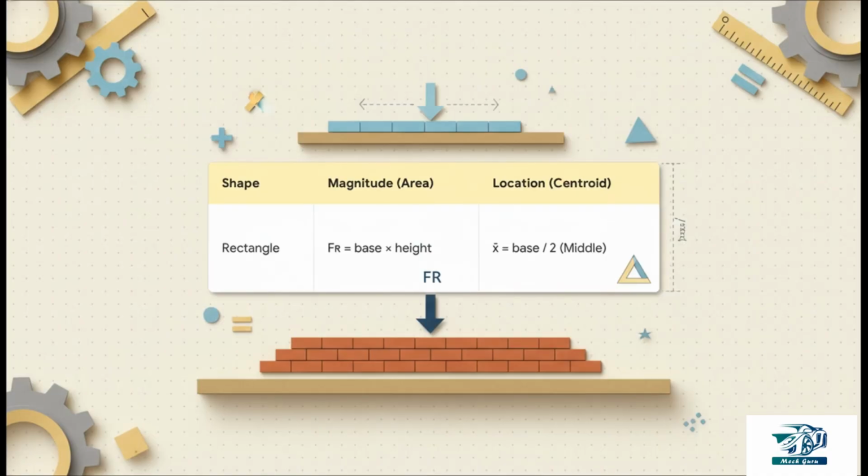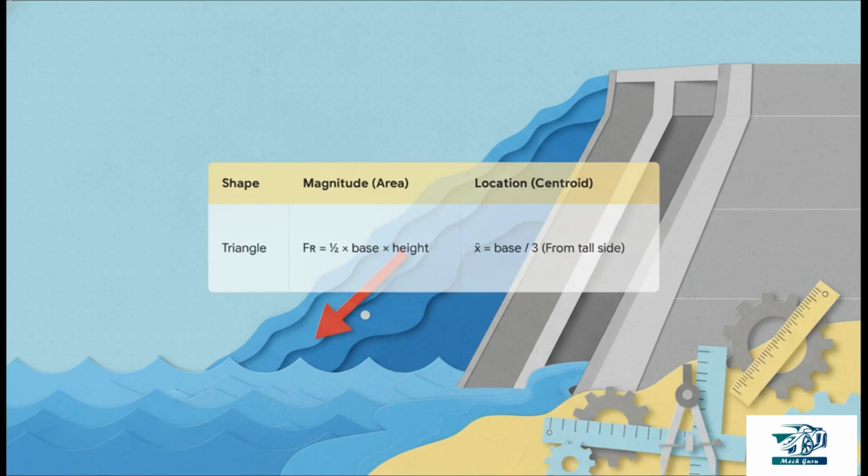So let's look at the easiest possible example, a rectangular load. This is like having a pile of bricks spread perfectly evenly across a board. The magnitude? Easy. It's just the base times the height. And the location, what we call x-bar, it's right smack in the middle. Simple as that. Okay, but what if the load isn't even, like water pressure, which gets stronger the deeper you go? Well, that creates a triangular load. The magnitude is just the area of a triangle, 1/2 times base times height. And the location, the centroid, it's always 1/3 of the way over from the tall side. See? The same simple principles work no matter the shape.